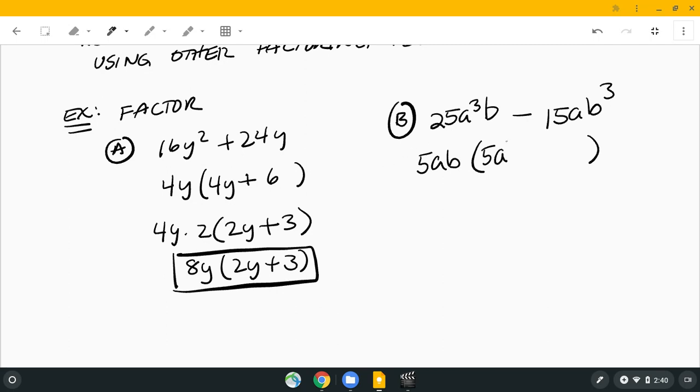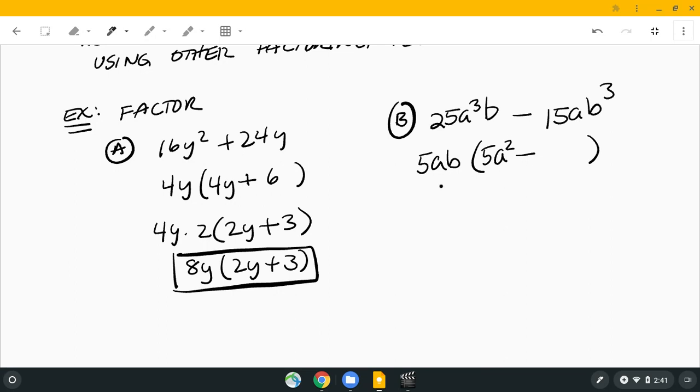So a times a squared, because remember, we have 1 here. 2 more will give me 3. B, I already have a b, so I don't need any more b's here. Okay, and you can check. If you multiply this out, you get 25 a cubed b, which is what we have here.